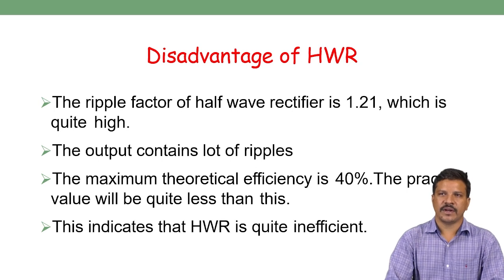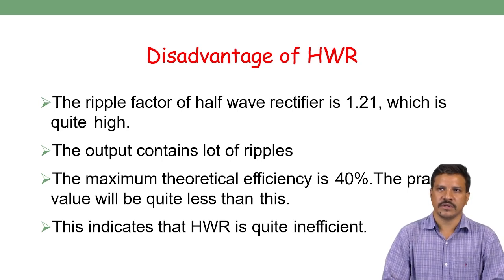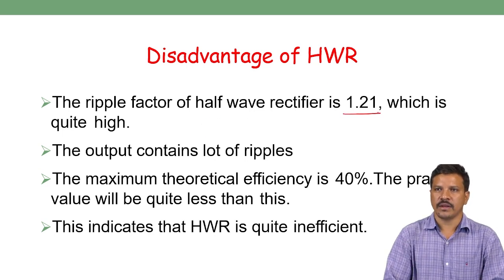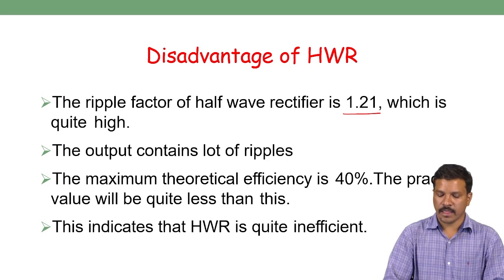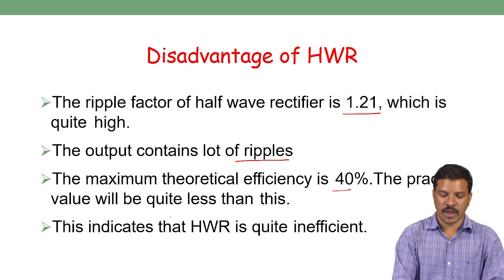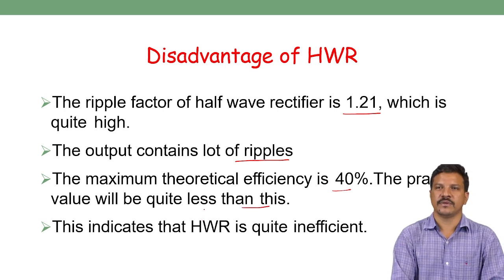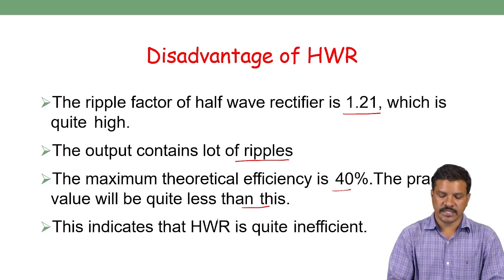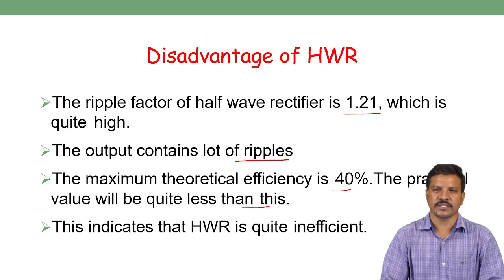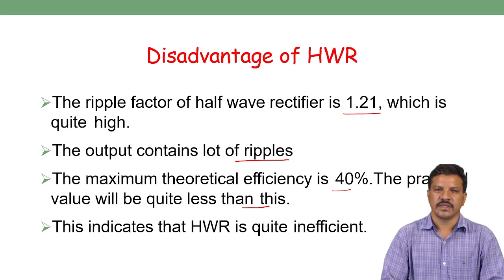These are the important conclusions from the half-wave rectifier analysis. The ripple factor of the half-wave rectifier is 1.21, which is quite high, and the output contains a lot of ripples. The maximum theoretical efficiency is 40% only. The practical value will be quite less than this also. This indicates that the half-wave rectifier is quite inefficient for the practical rectification process. So that's it about the half-wave rectifier.